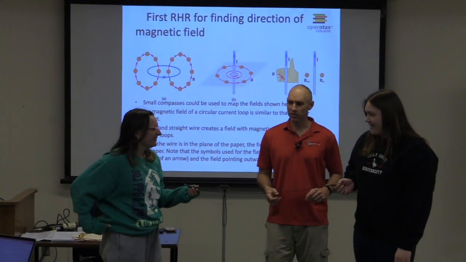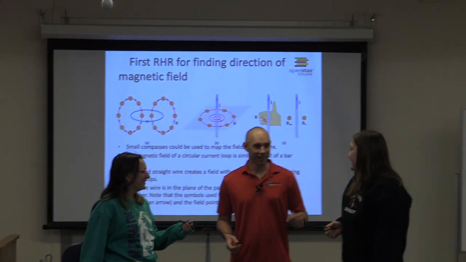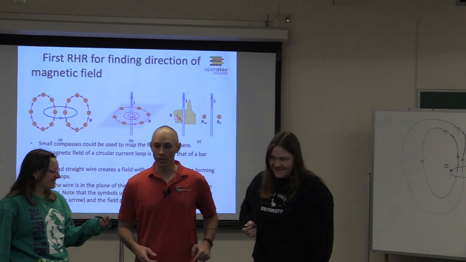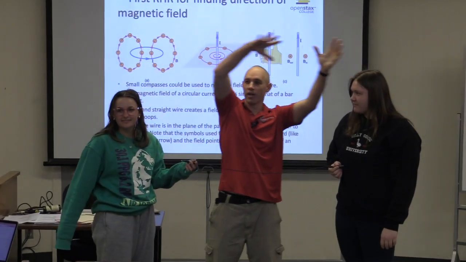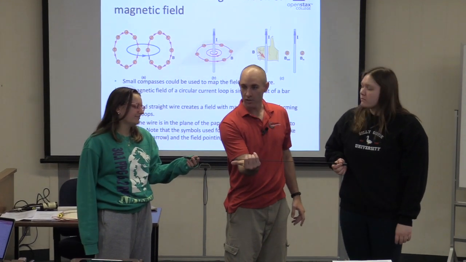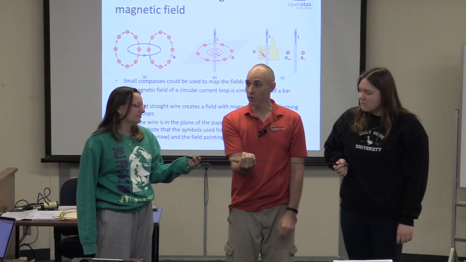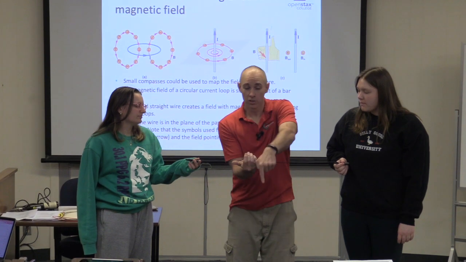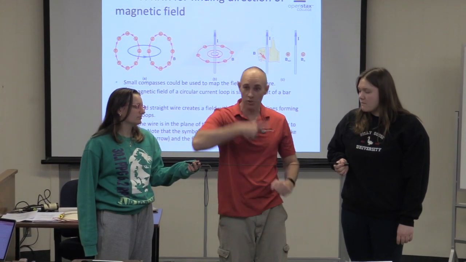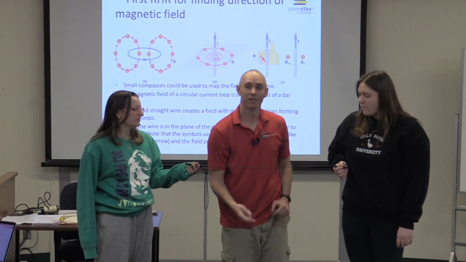Which one of you is more positive in general? All right, so the current is going to be going from positive to negative. It's going to be going this way. Current is going from Grace to Sienna. Take my thumb, point it in the direction of the current, curl my fingers. It's going to make a circle that goes in the direction my fingers curl. So on this side, it's coming up. Up here, it's going to be going towards me. It's going in a circle around the wire.